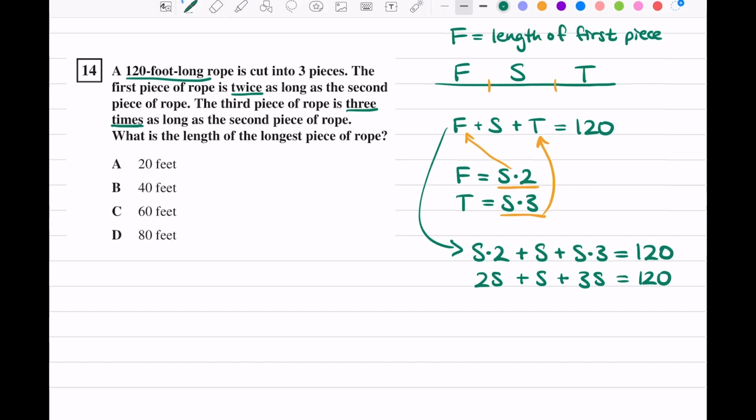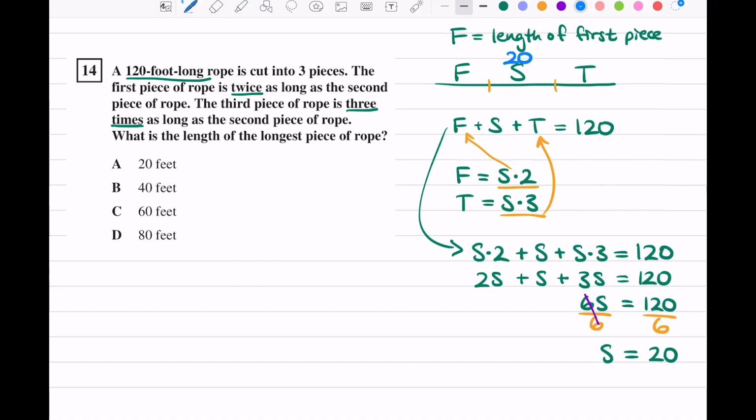Okay, now we just have some s's to add up. Remember, it's just like adding up apples. We have 2 apples plus an apple plus 3 more, which gives us 6 apples. And we want to get s by itself, so we divide both sides by 6. On the left side, our 6's cancel, and we're left with s. And on the right side, 120 divided by 6 gives us 20. So now we know that the length of our second piece is 20.